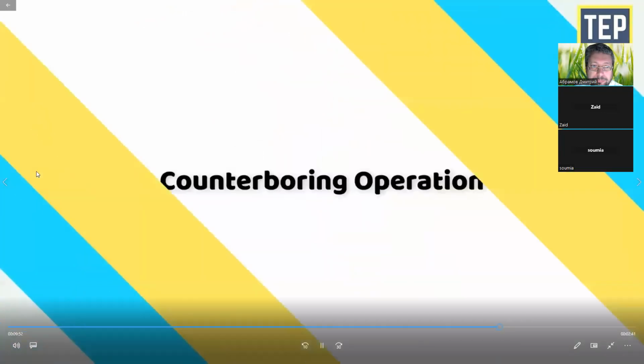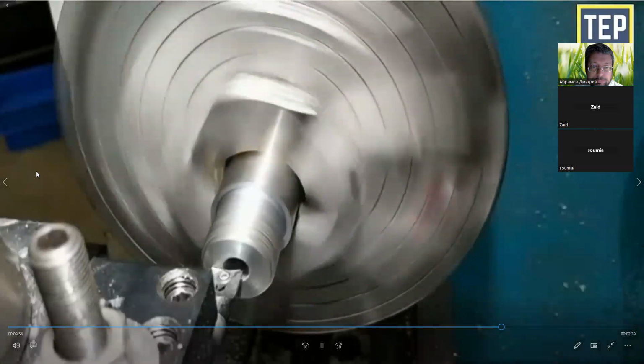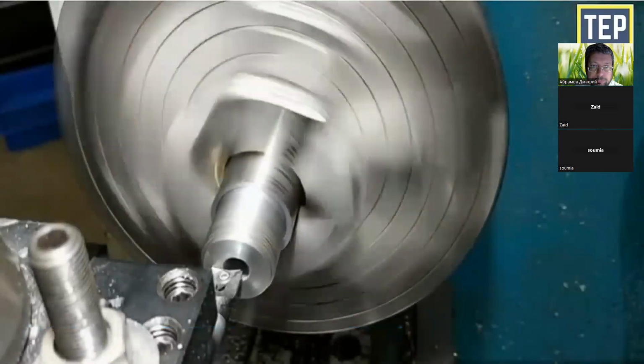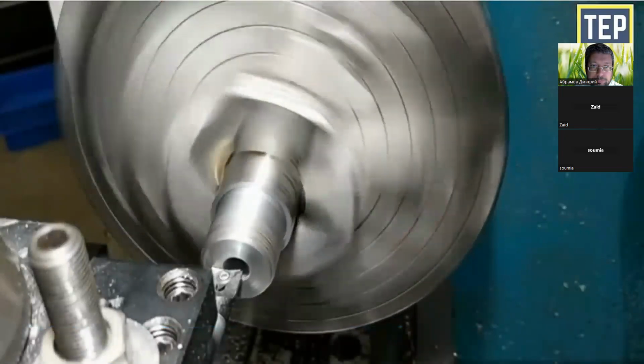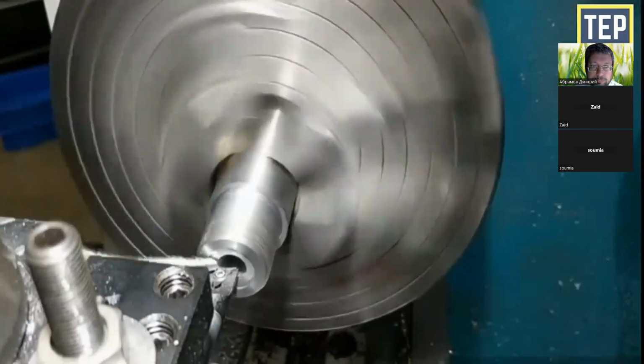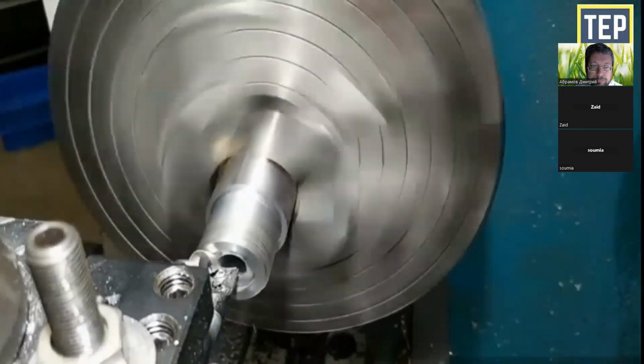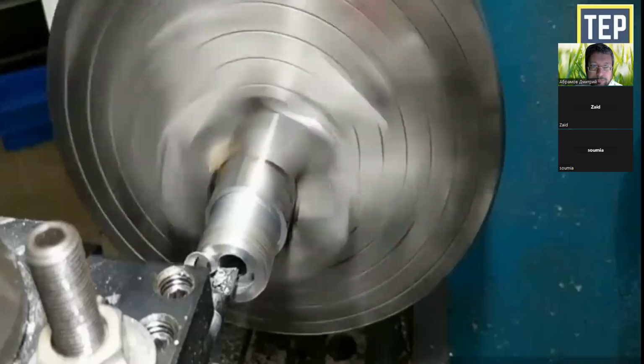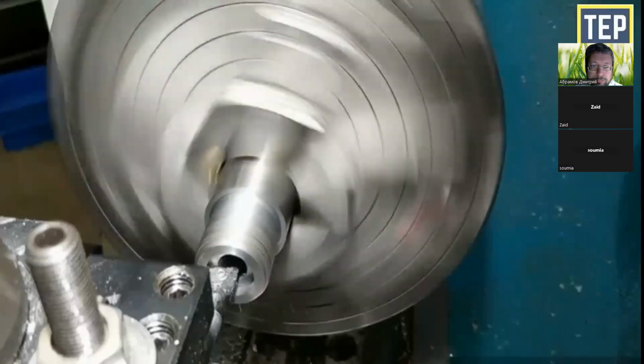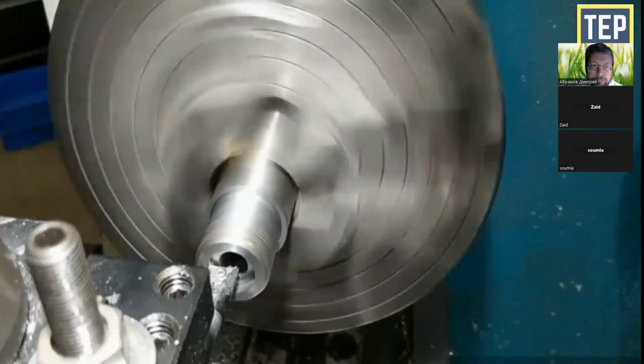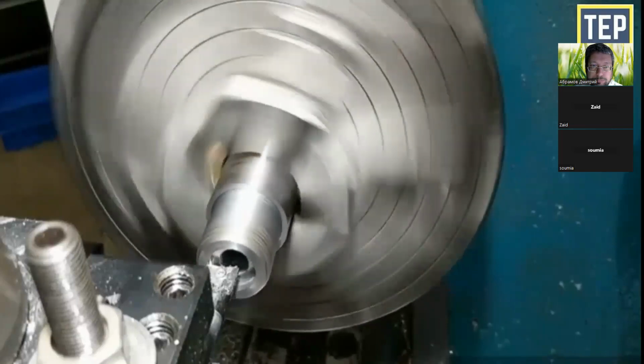Counterboring operation. Counterboring is the operation of enlarging the end of the hole through a certain distance. It is similar to shoulder work in external turning. The operation is similar to boring, and plain boring tools or a counterbore may be used. The speed is slightly less than drilling.